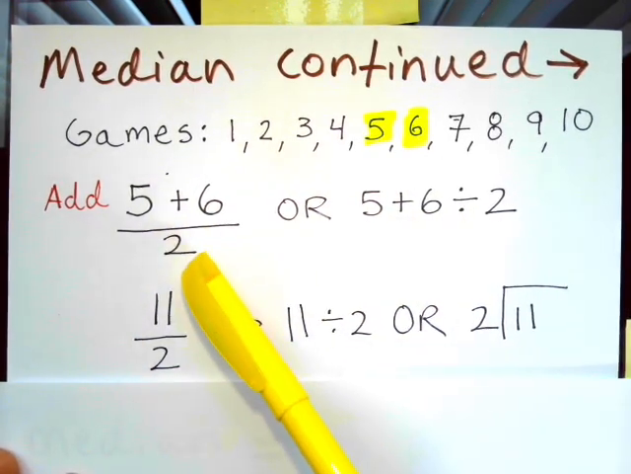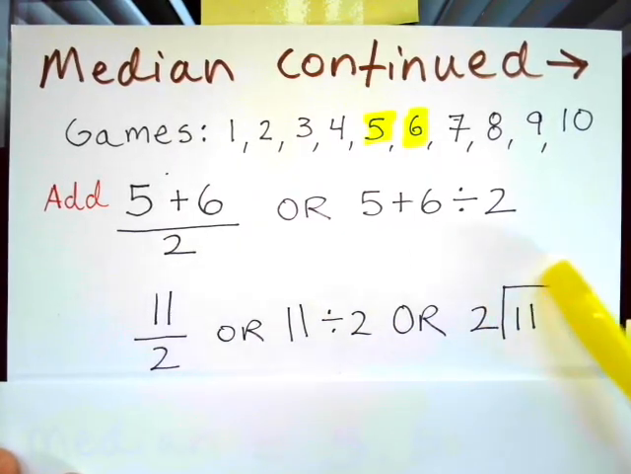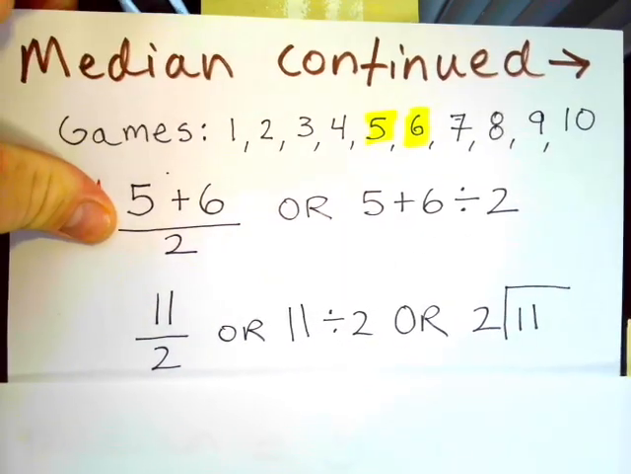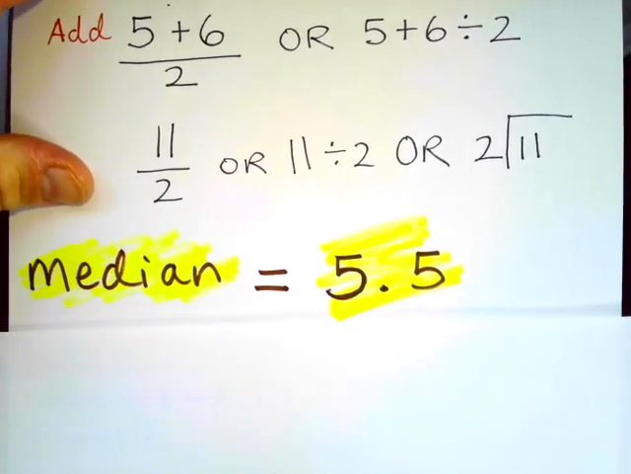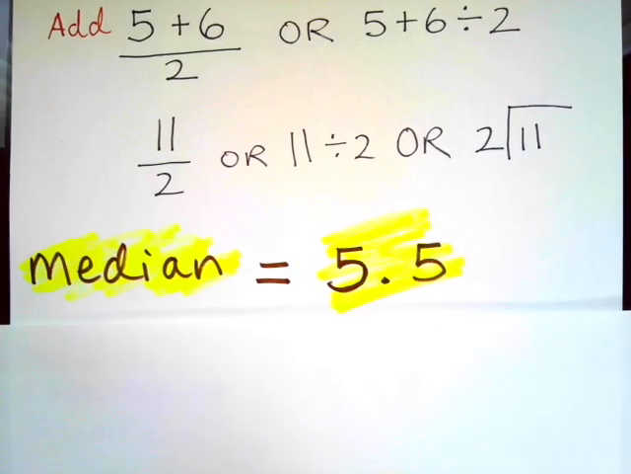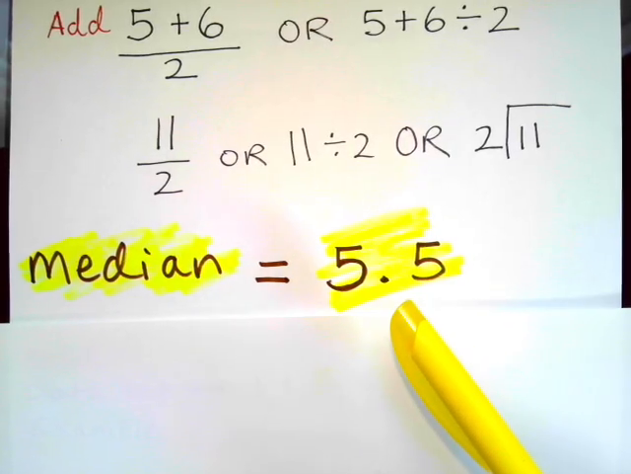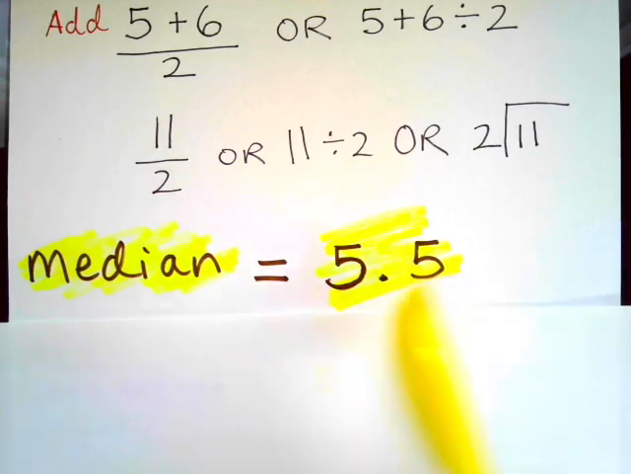5 plus 6 is 11, divided by 2. If you're doing it manually, what is 11 divided by 2? You can see here 11 divided by 2 is 5.5. So my median for this particular question in this part 4 video, part 3 video, is 5.5. The median is 5.5, or 5 and 5/10.